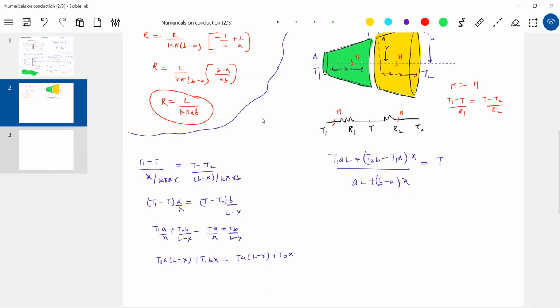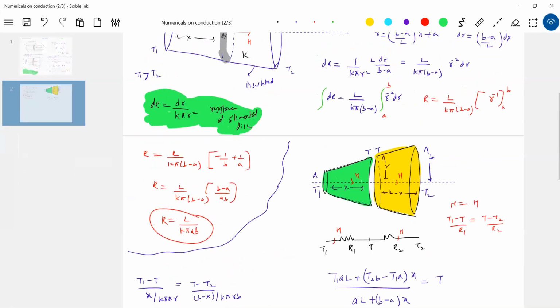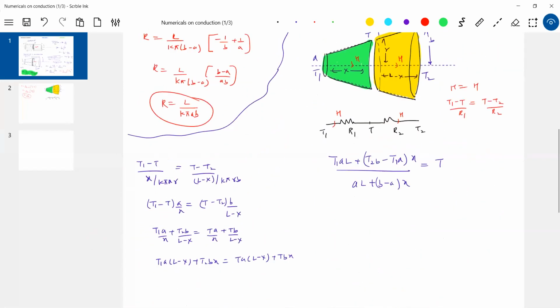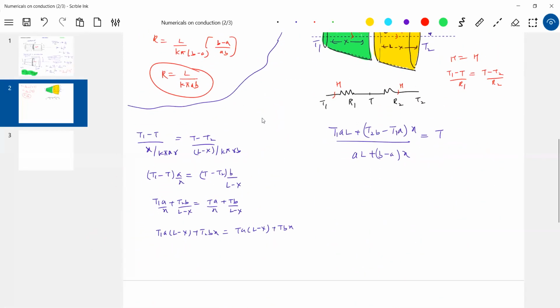Now replace (B minus A) into X, in terms of R, and substitute. So you'll get an expression for temperature at a radial distance also. Please do work out all this. There are so many ways questions can be asked here.